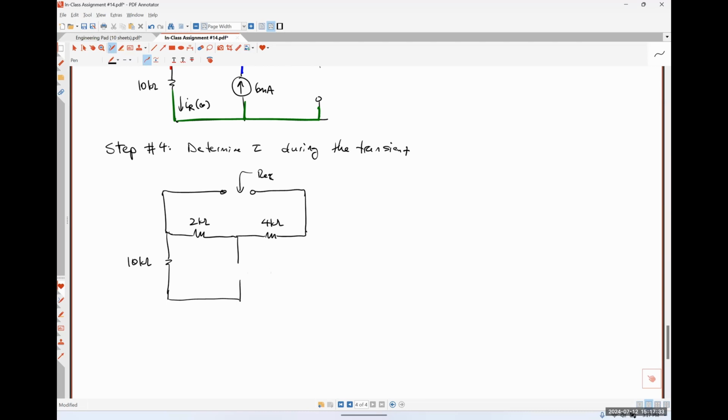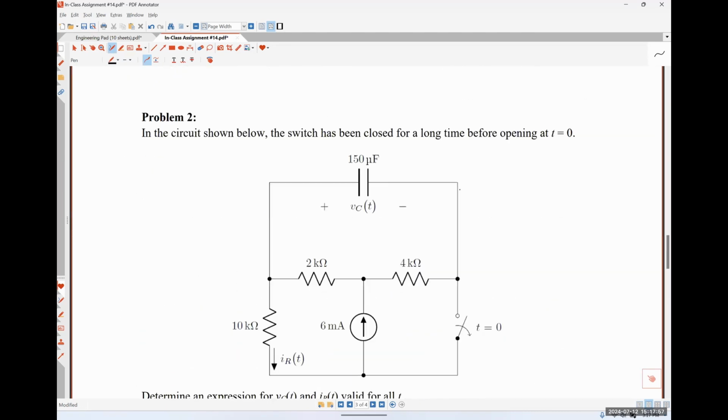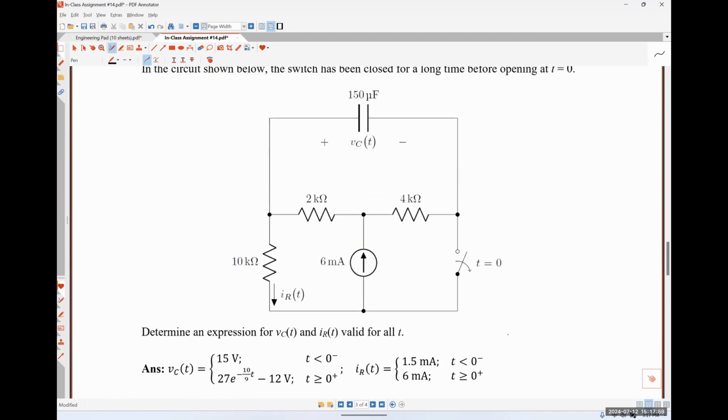So what is REQ? 10 in parallel with 2 plus 4. Or no, open, never mind. It's just 2 plus 4, so just 6 kilo ohms. Absolutely. And then CEQ was, go all the way back here, 150 microfarad.